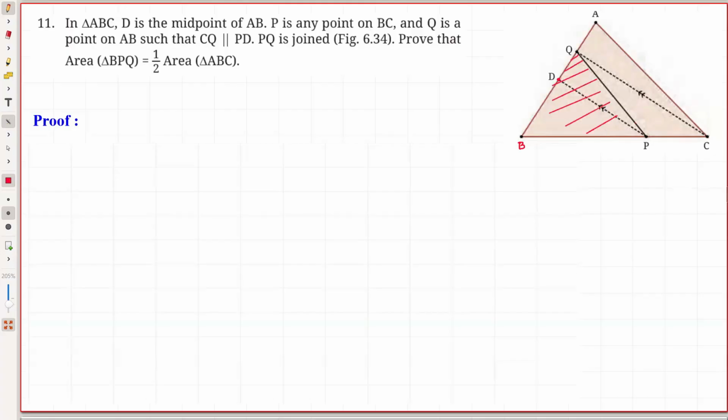Sir, in the diagram, P is not there, sir. This is the B. Oh, okay, sir.